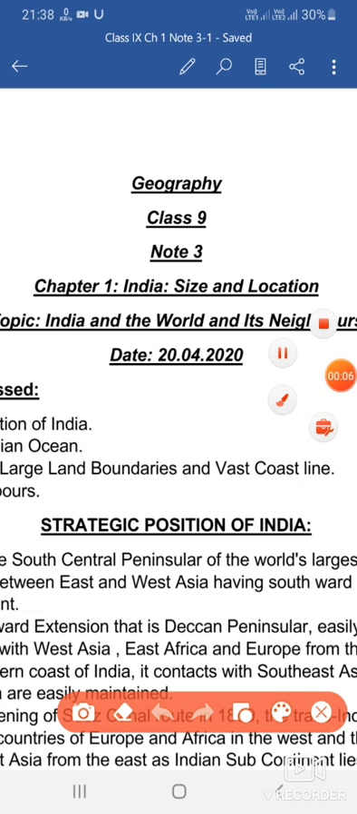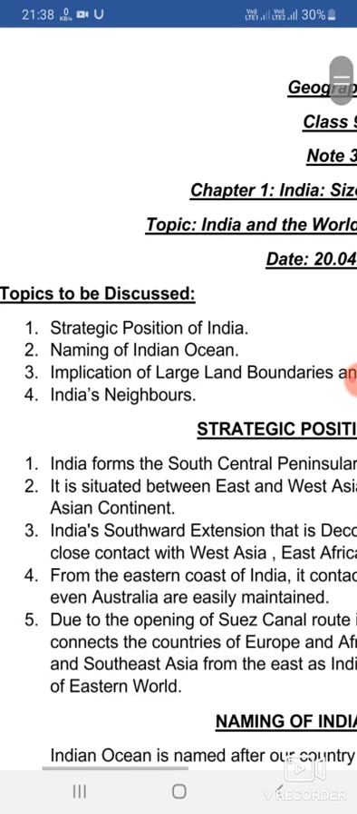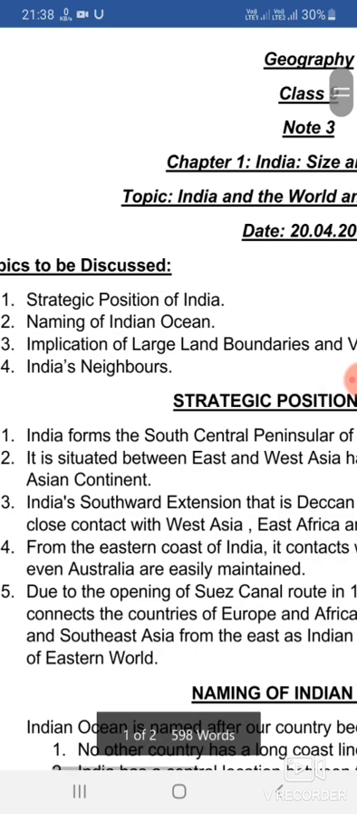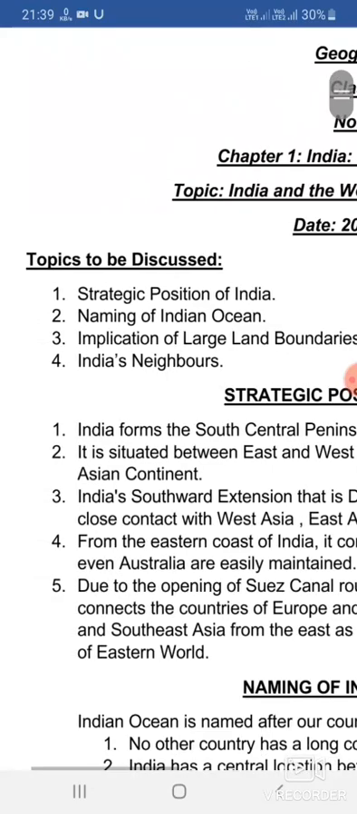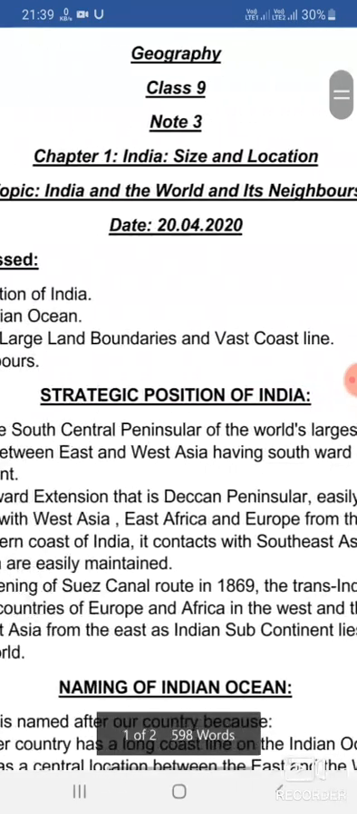This is my third class of this chapter, India Size and Location, and the topic of today's discussion is India and the world and its neighbors. Under this heading, the subtopics that I'm going to discuss today are the strategic position of India, how the Indian Ocean got its name, what are the implications of the large land boundaries and the vast coastline, and lastly we are going to discuss India's neighbors.